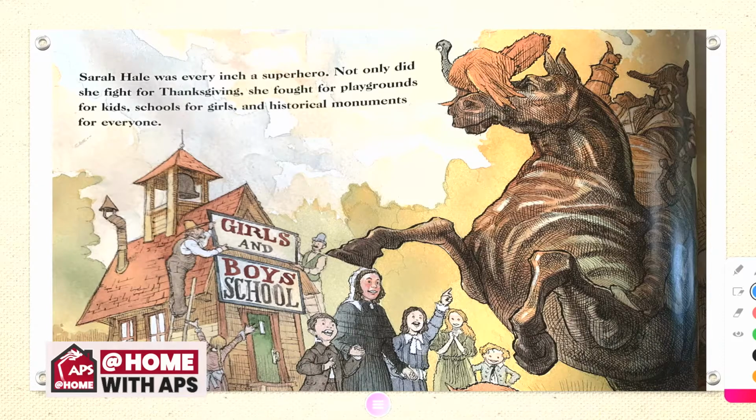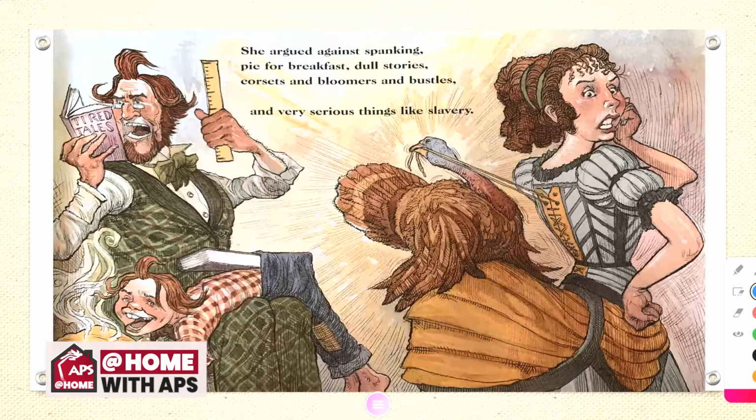Not only did she fight for Thanksgiving, she fought for playgrounds for kids, schools for girls, and historical monuments for everyone. Do you see that list? That has our commas, right? Here's another one. She argued against spanking, pie for breakfast, dull stories, corsets, and bloomers and bustles, and very serious things like slavery. That, my friends, is a big list.